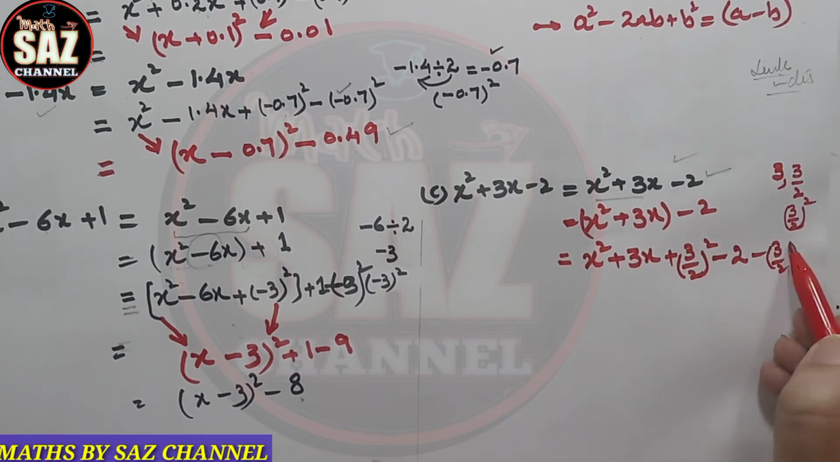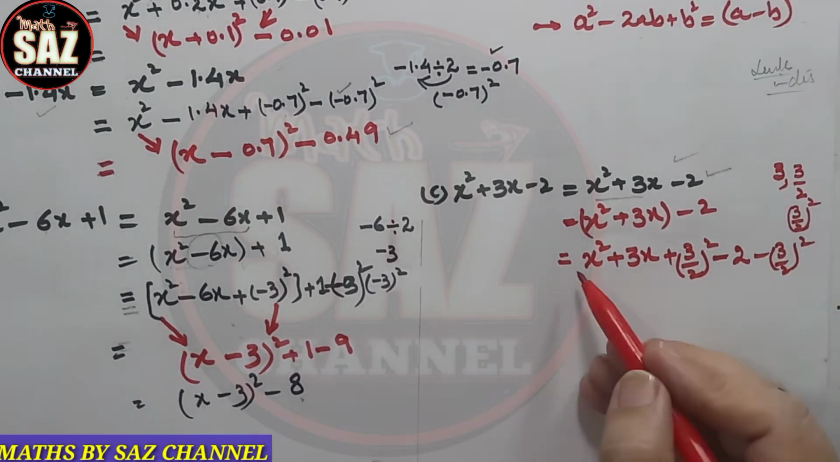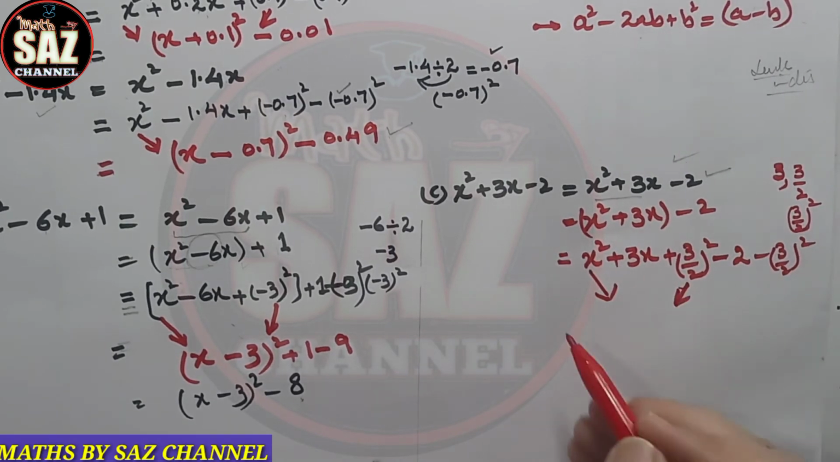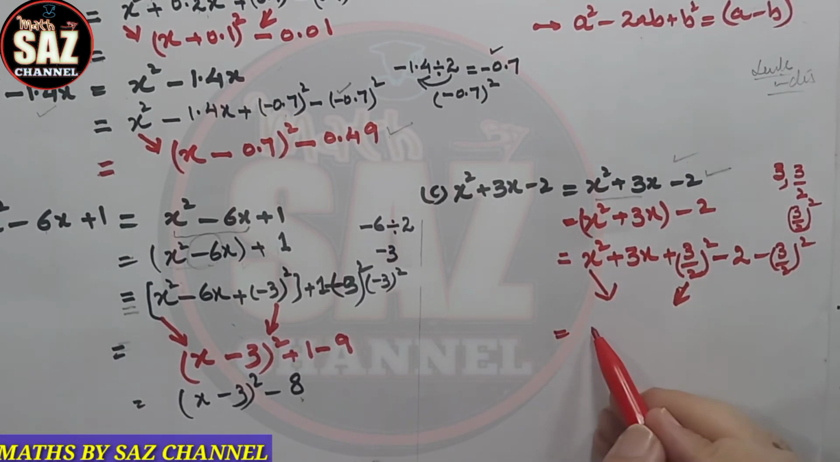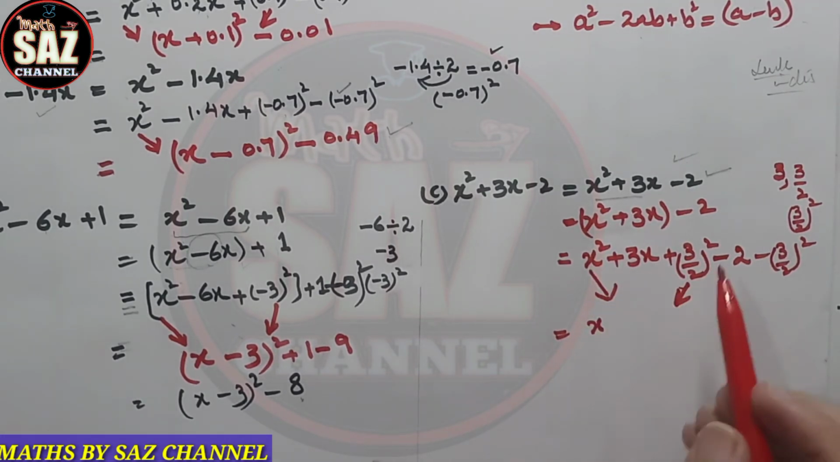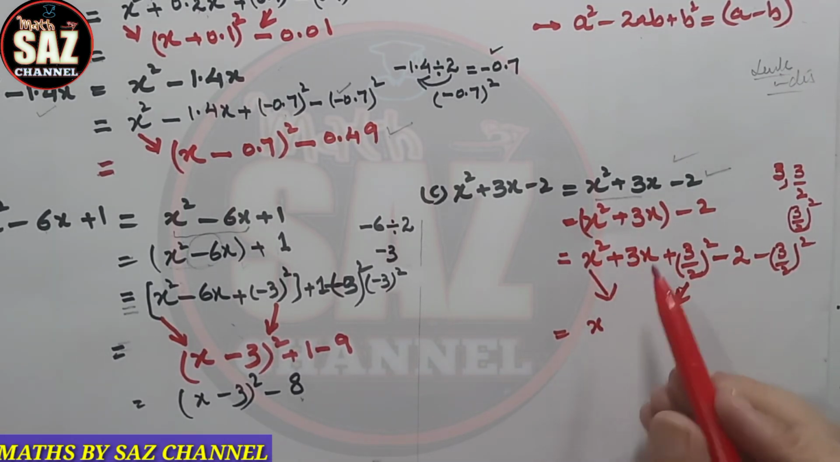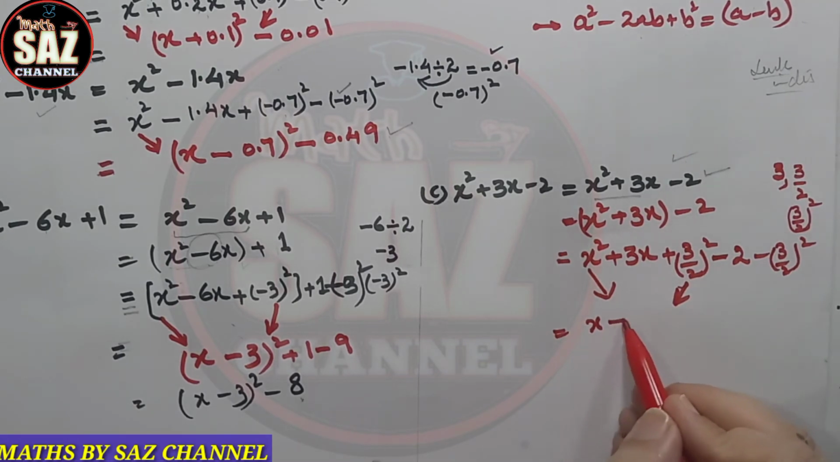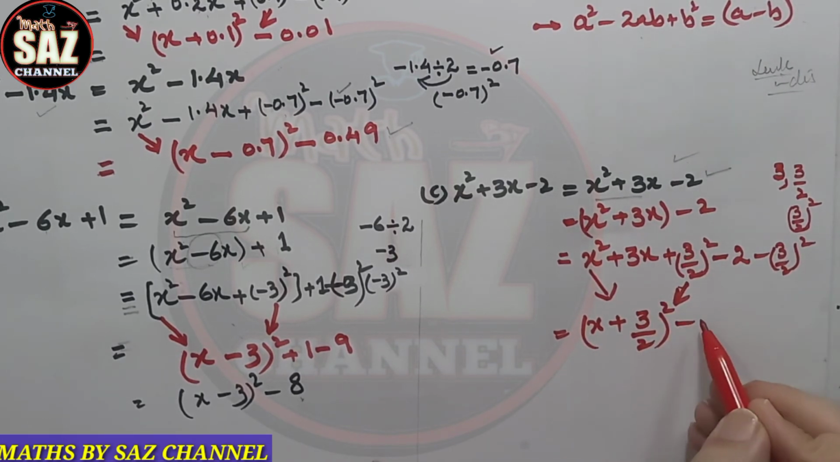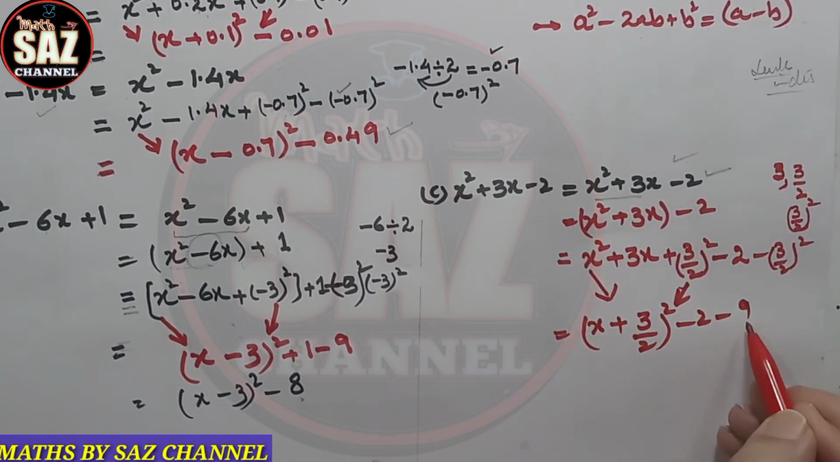Now I combine these three terms to write them in the form of the identity a square plus 2ab plus b square, because the middle term is positive. So it will take the form x plus 3 by 2 whole square, and I have to solve this part, minus 2 minus 9 by 4.